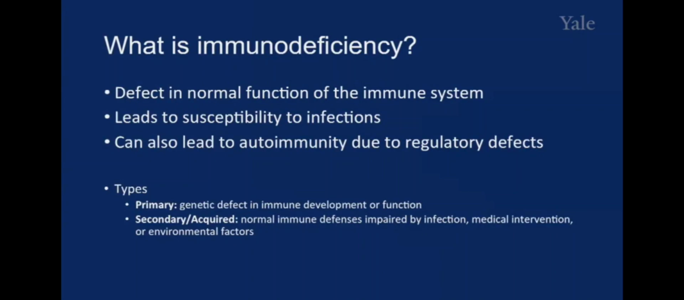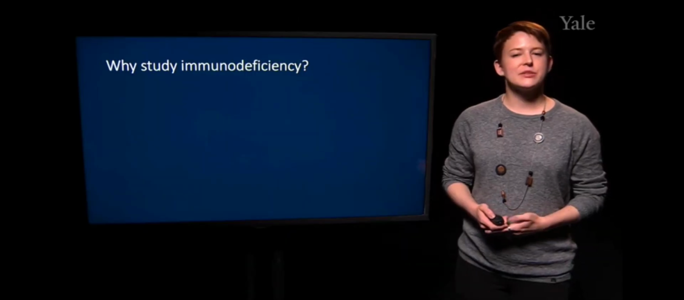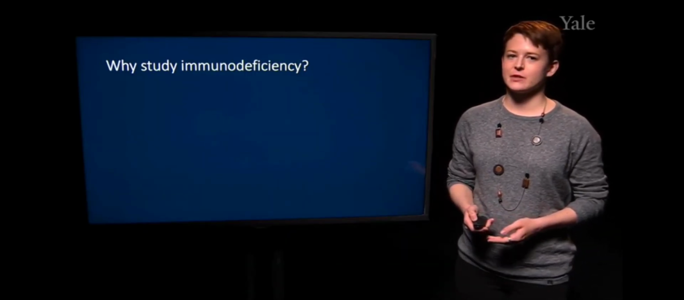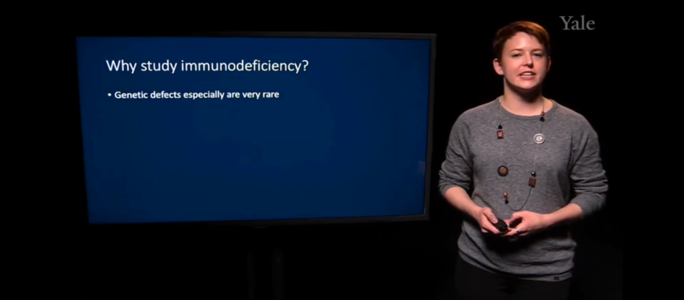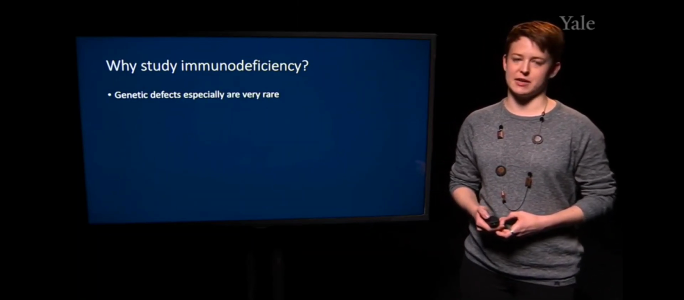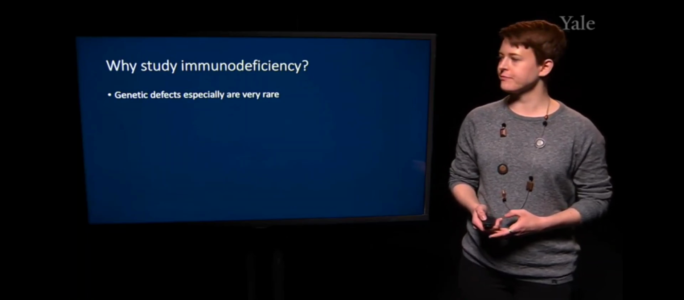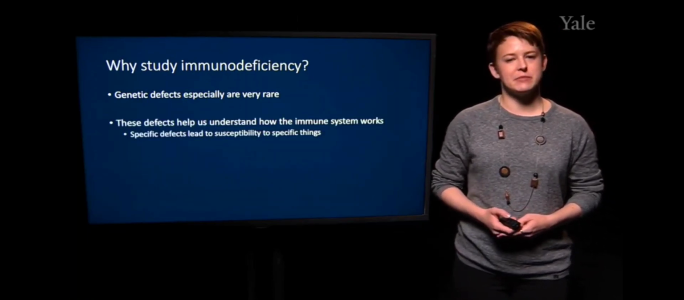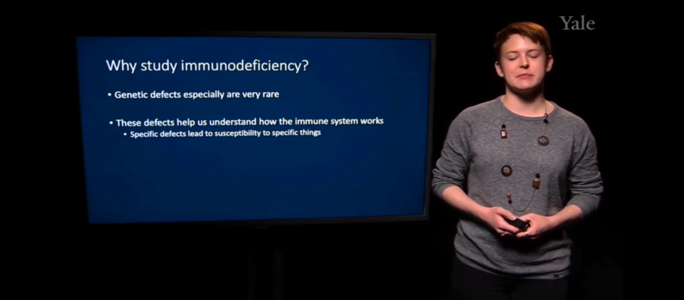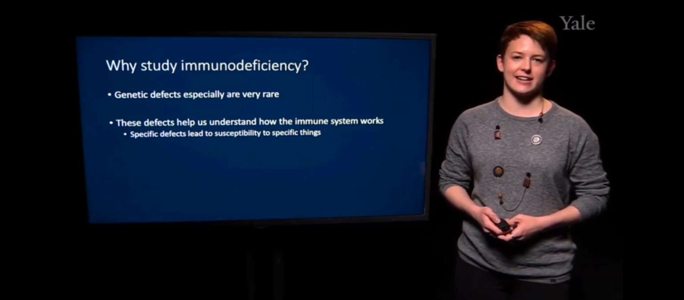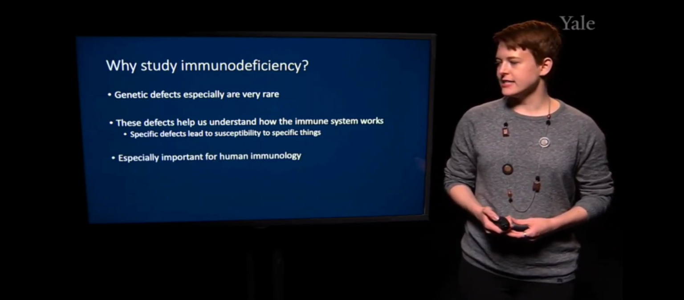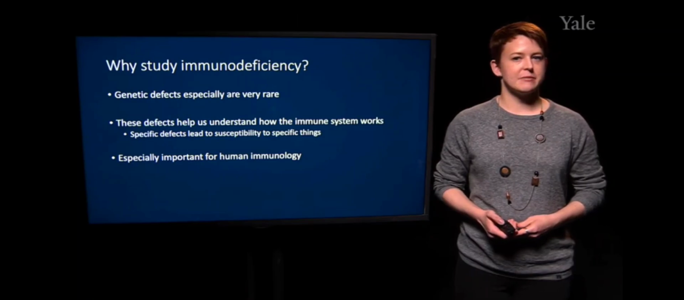So why study immunodeficiency? First of all, genetic defects in immunodeficiency are very rare. They occur in very small portions of the population. However, these defects help us really understand the mechanisms behind the immune system, and especially how different parts of the immune system interact. And these defects are especially important to help us understand human immunology, since we lack many of the tools that we have in experimental animal models.